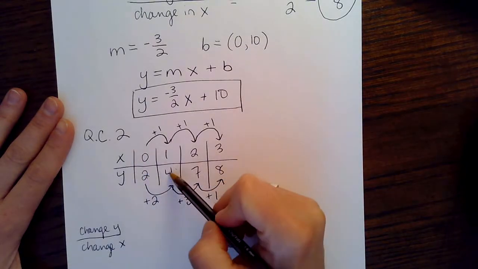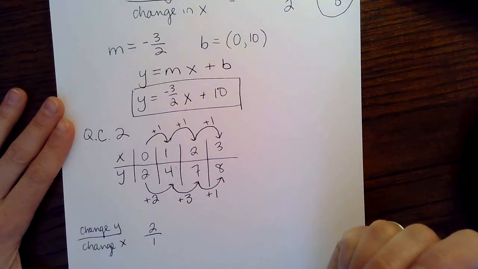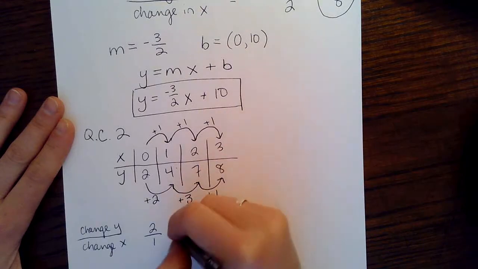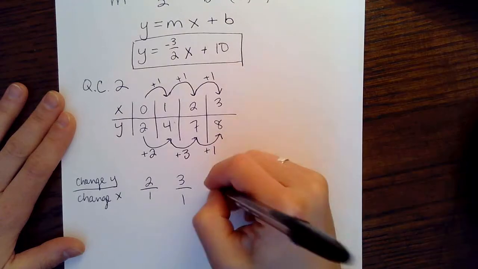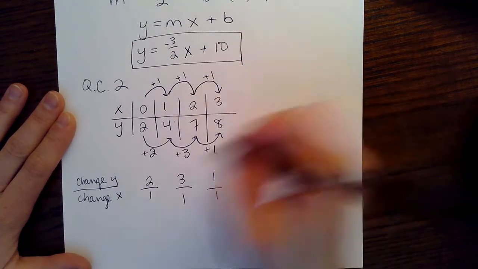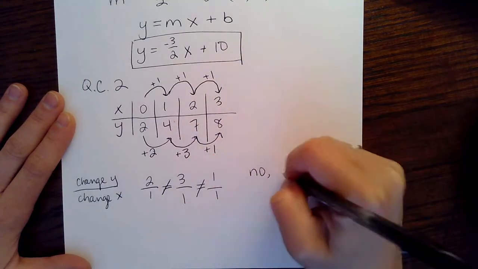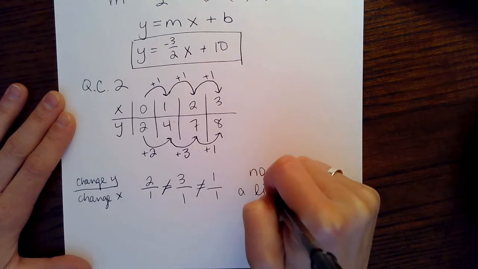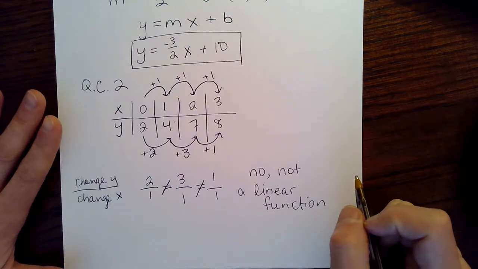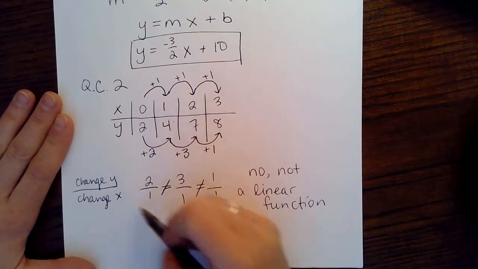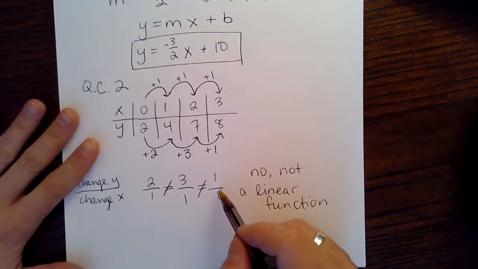For the first, from point 1 to point 2, we have a change in y of 2 over a change in x of 1. Then we have change in y is 3, change in x is 1. And finally, change in y is 1 over change in x is 1. These are not equivalent ratios. And so the answer is no, it is not a linear function. Just to practice, if this were a linear function, this would be the same way we would find the slope. Since it's not the same slope, it's not a line, it's not a linear function.